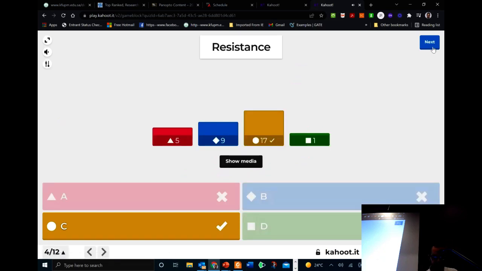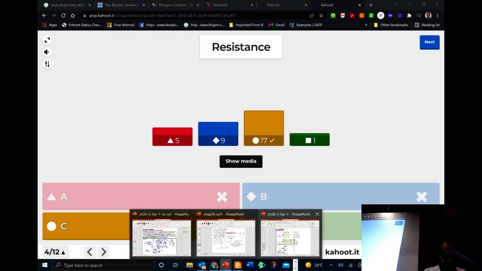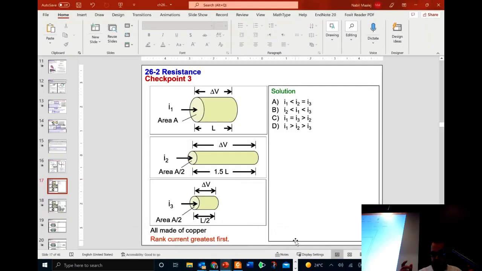Okay, so we have 17 correct and 15 incorrect. Let's do it together. Again, I do not do it mentally. I can't. I have to write it down. So I have a current I1. We said Ohm's law says I1 is delta V over R. What is R? R is rho L over A. The length is L and the cross-sectional area is A, so it's rho L over A.